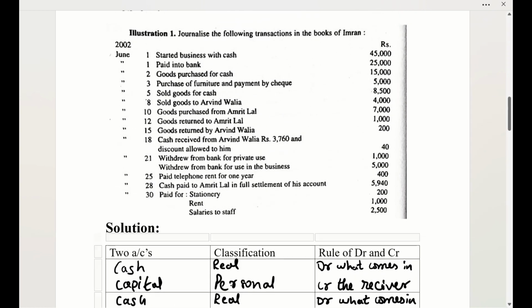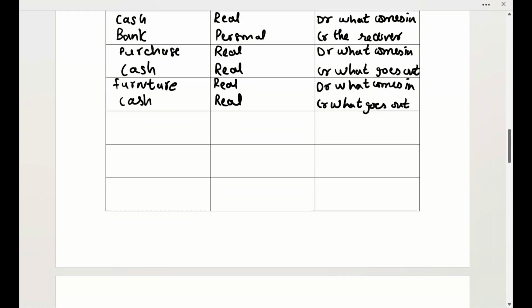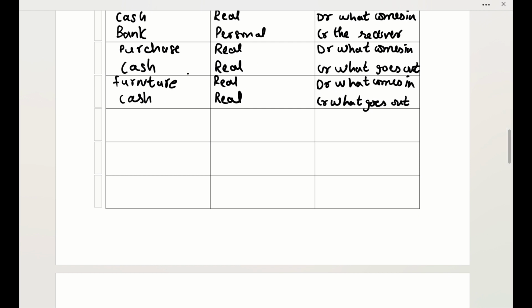Next entry we have sold goods for cash. Cash as well as sales. Cash is a real account and sales is also a real account. Same here, debit what comes in, credit what goes out.